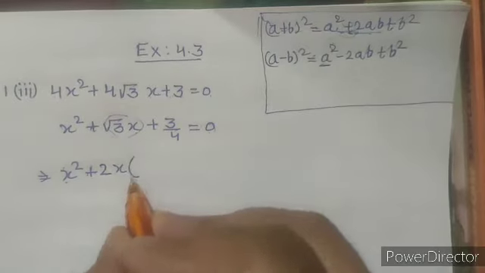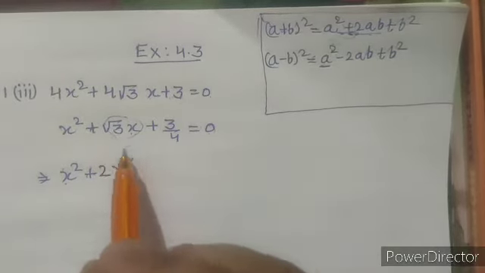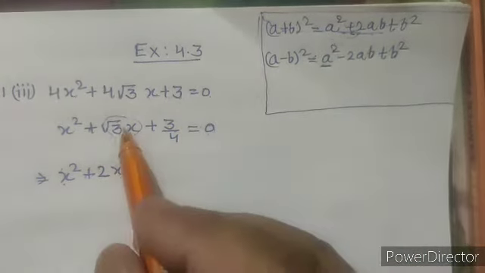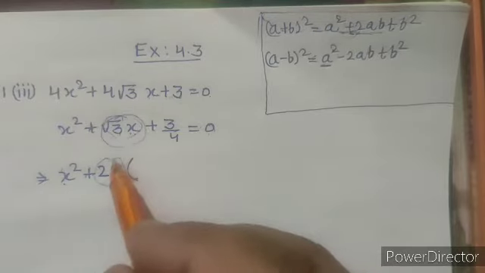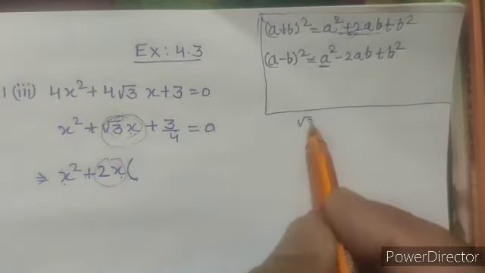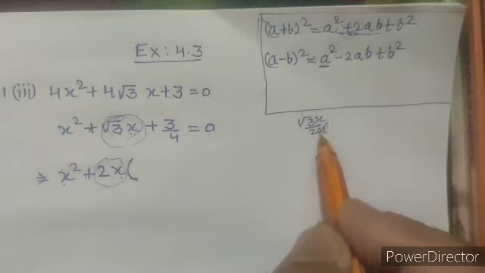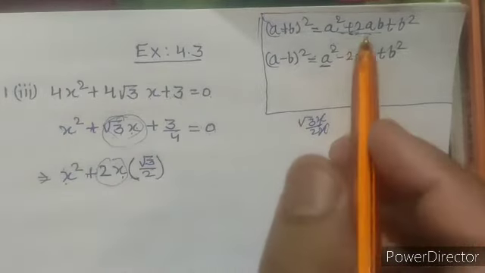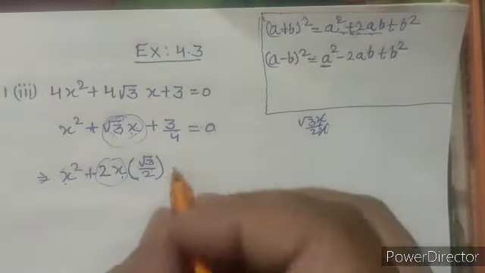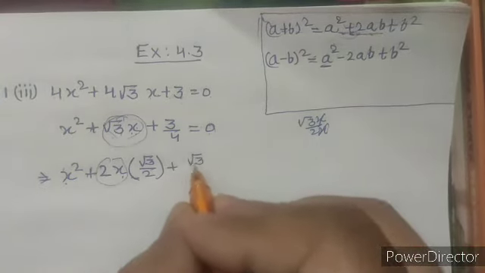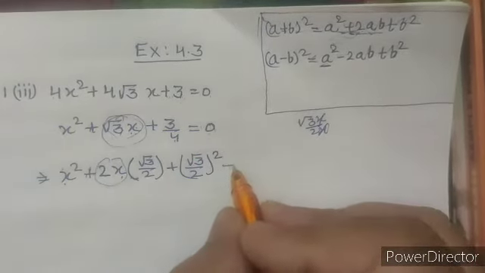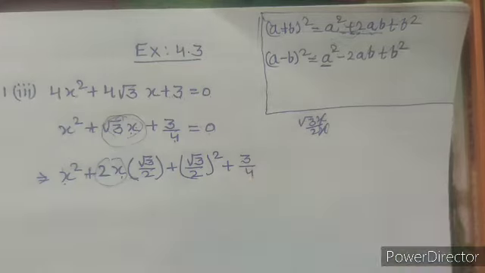Now b. This coefficient of x should not change here. So in order to get the value of b, we will divide this root 3x by 2x, and root 3x divided by 2x will give us root 3 by 2, so b will be root 3 by 2. Then our next term after 2ab is plus b square, which means plus (root 3 by 2) square. Now 3 by 4 was already in the question, a constant term, so we will write 3 by 4 as it is.